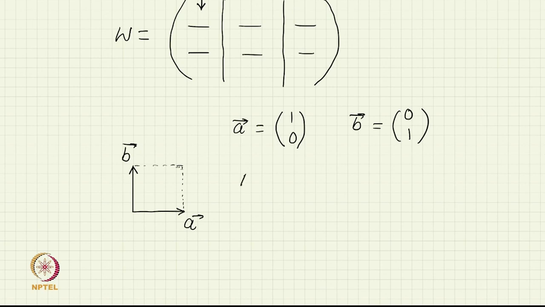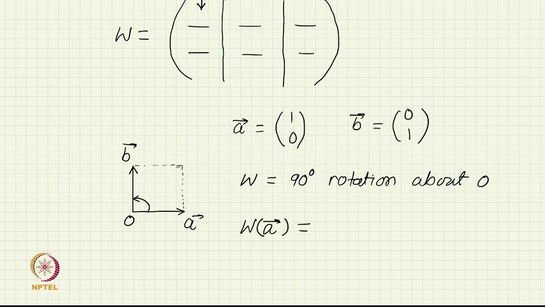Suppose I want to represent W as a 90 degree rotation about the origin O. So, what is W A? Let us say 90 degree counterclockwise, that is also important in rotation, the sense of rotation. So, W A becomes B, and what is B in the matrix form? 0 1.